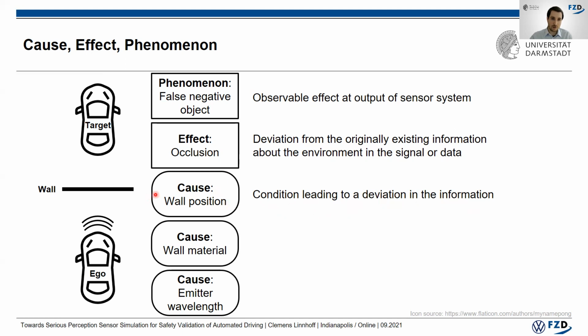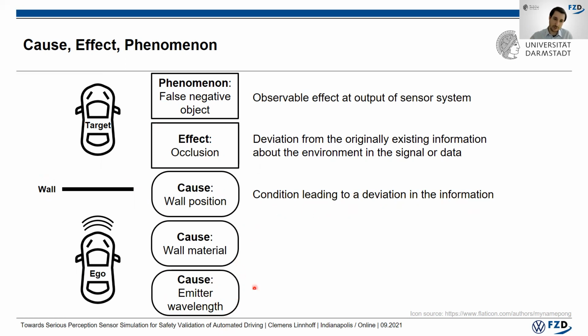So in this case, a cause would be the wall position, but also the wall material. If this wall would be made out of glass and we would have an optical sensor, this occlusion effect would not occur. And this also comes down to causes from the system itself. So in this case, the emitter wavelength plays a role because different wavelengths interact with materials differently. So this is also a cause.